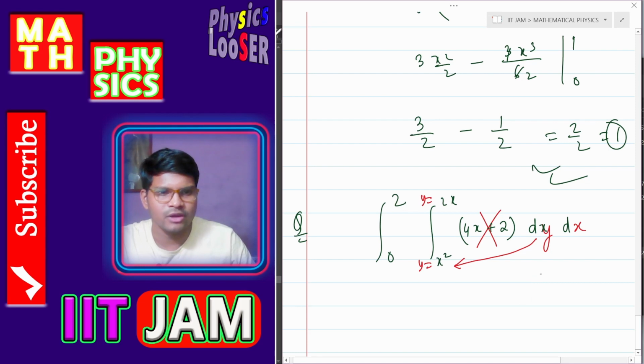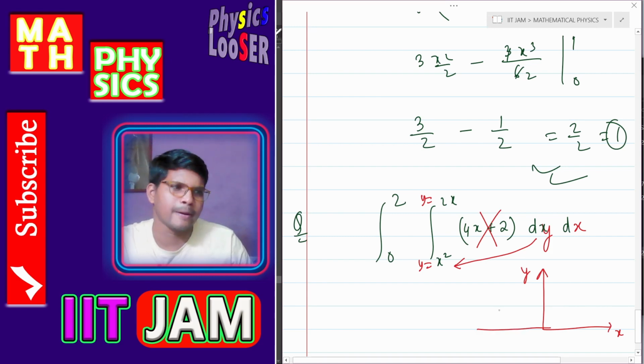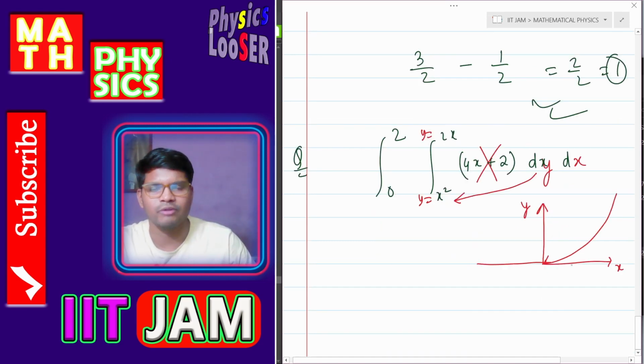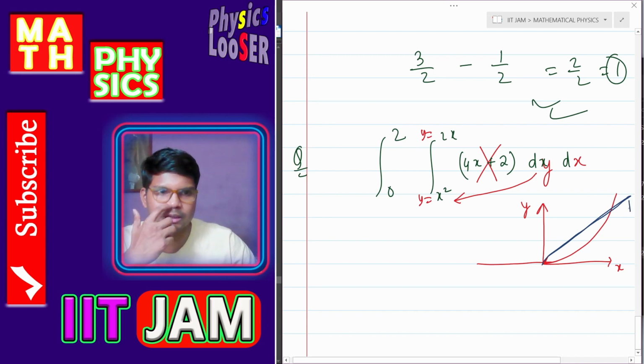Okay, so first of all I'm going to draw x comma y, and this is y is equal to x square. Y is equal to x square means that it will look like this, because if you increase x, y will increase. So this is the y is equal to x square graph, and let me just use a different color for y is equal to 2x. If I draw y equal to 2x, it will be like this. The slope is 2, so this is steeper, therefore this is the limit over here. Now you can see that both the curves are cutting each other.